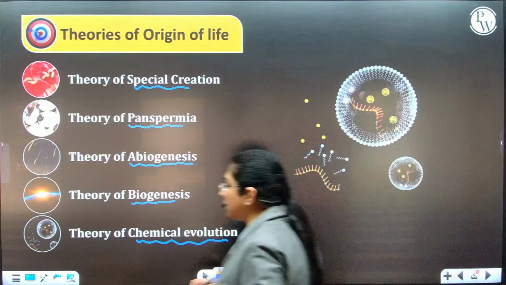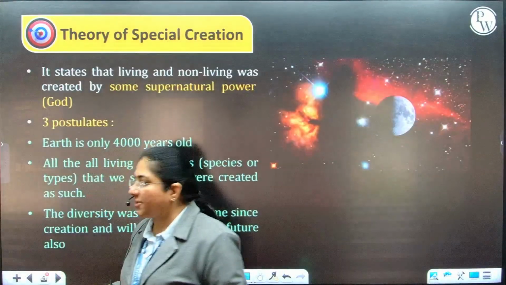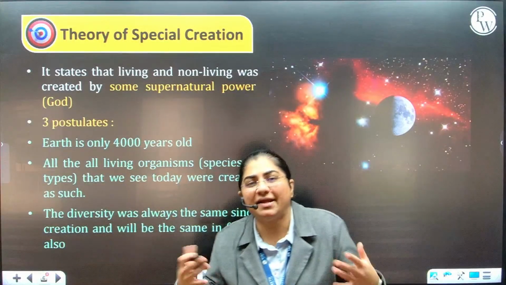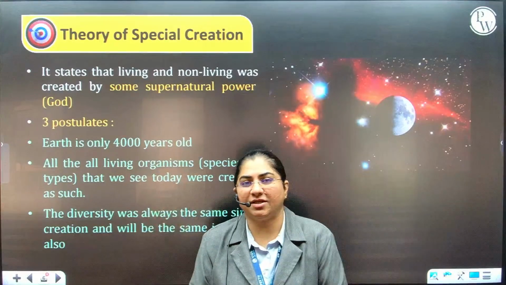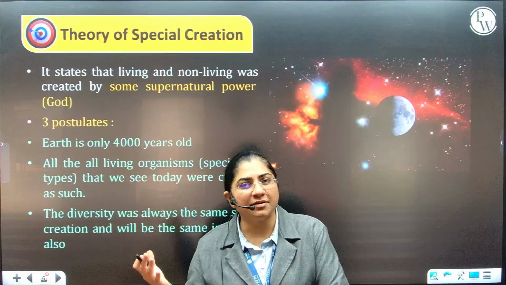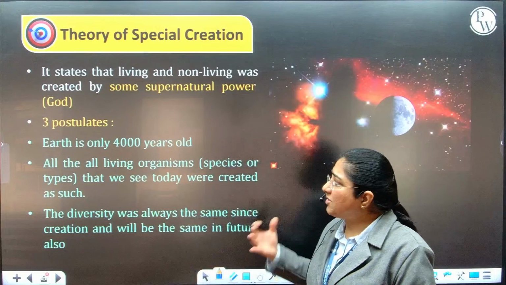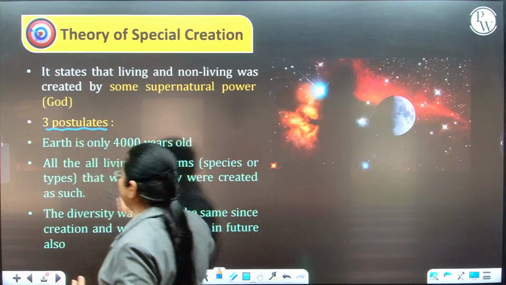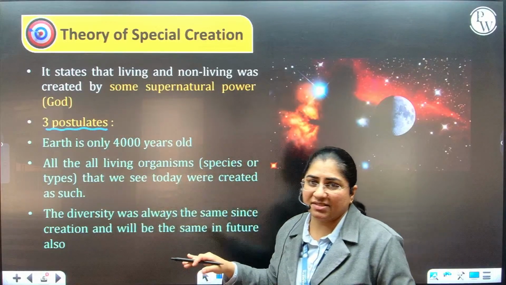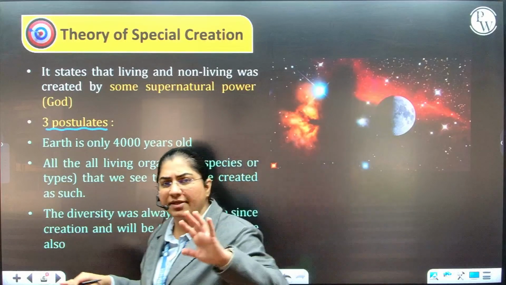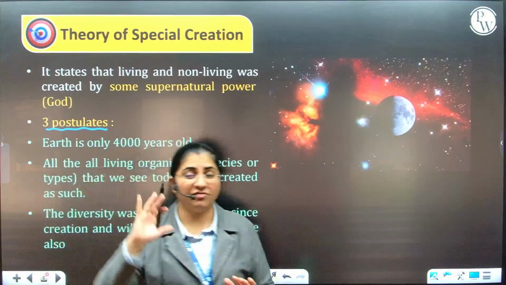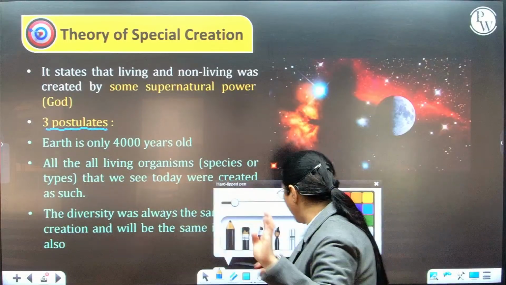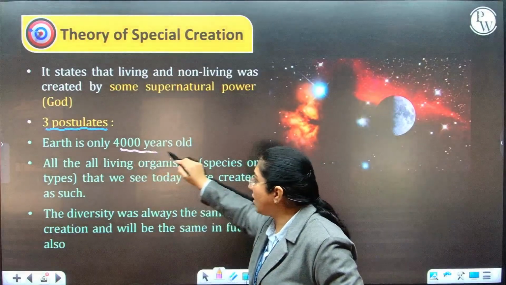Now, when we are talking about theory of special creation, what is this theory of special creation? Special creation means something related to a special creator. And who is the sole ultimate creator of all of us is none other than a great Lord. So there were religious people who gave us this theory, and they said that there are 3 postulates. Now the 3 postulates state that according to the religious theory, Earth is not billions and billions of years old. They said Earth is only 4,000 years old. How old? It is just 4,000 years old.